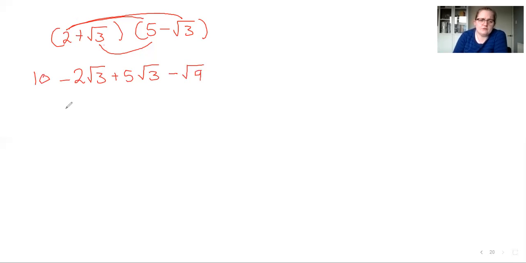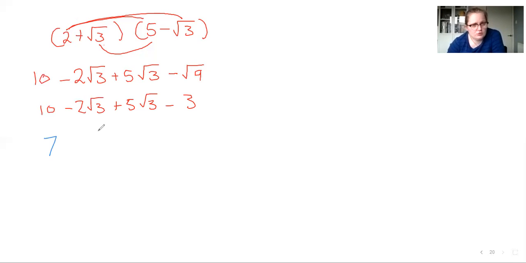Actually, we don't want to change anything on this apart from, and we can't simplify anything apart from our root 9 at the end. So that would become 3. Then can we simplify this down even more? Yes. So let's deal with the integers first. We've got 10 take away 3, which would give us 7. And then we can look at our 2 roots. So we've got negative 2 root 3 plus 5 root 3, which would give us a positive 3 root 3. That'd be our answer to that one.